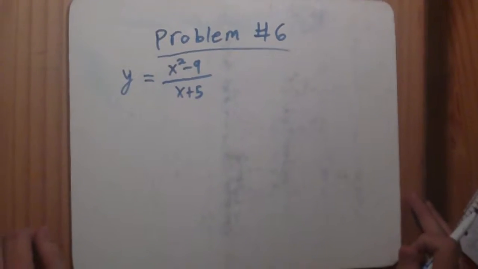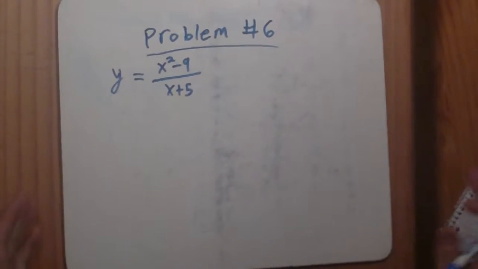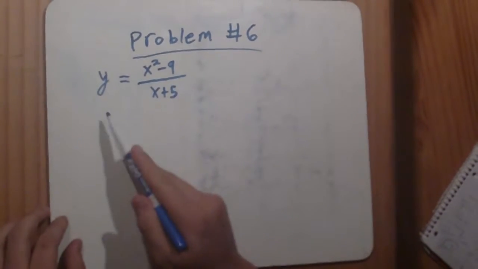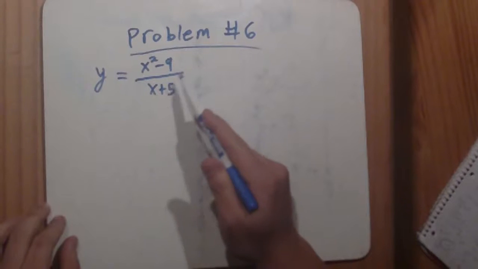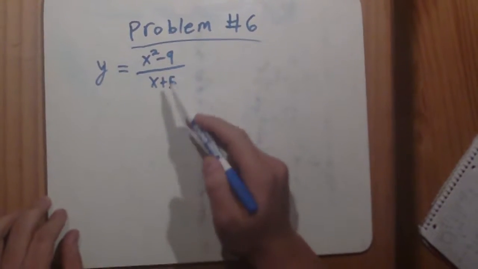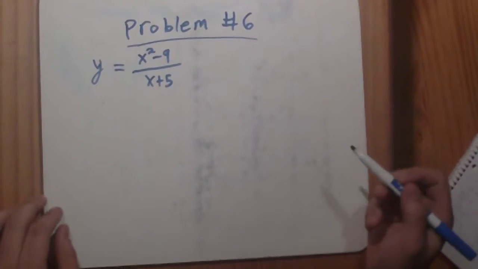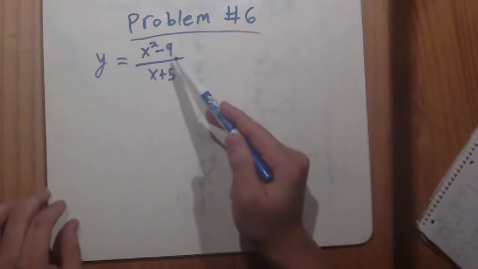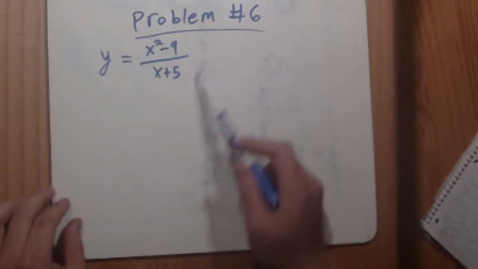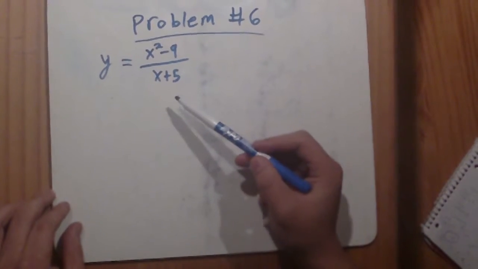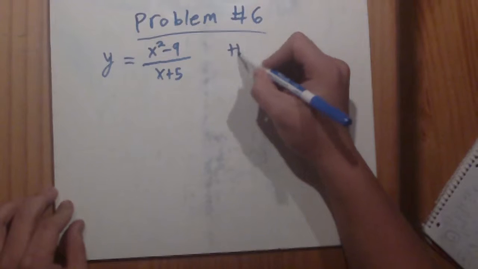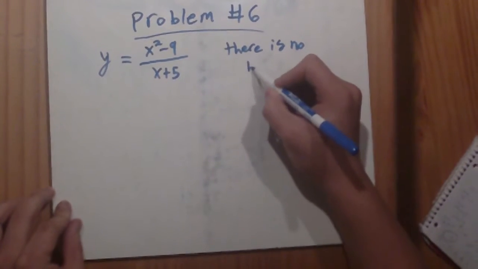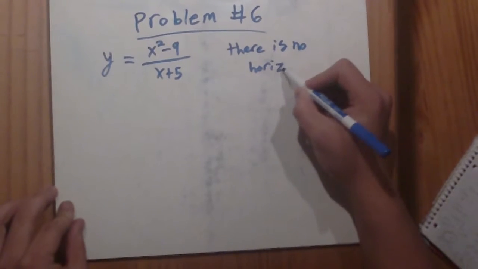Alright, this is Stephen Riley doing problem number 6, which is to graph the function y equals (x squared minus 9) over (x plus 5). First off, because the degree in the numerator of the fraction is larger than the degree in the denominator, you know that there is no horizontal asymptote.